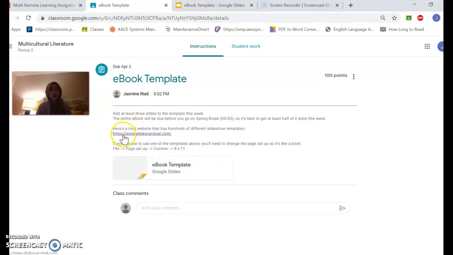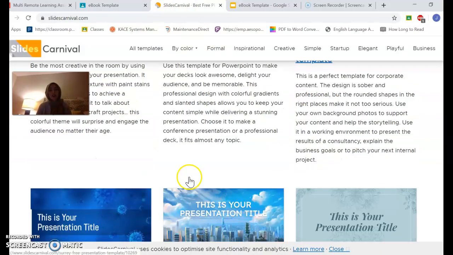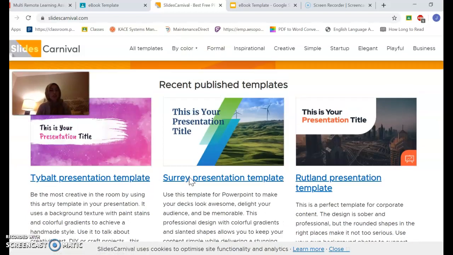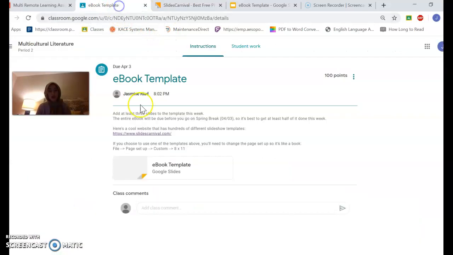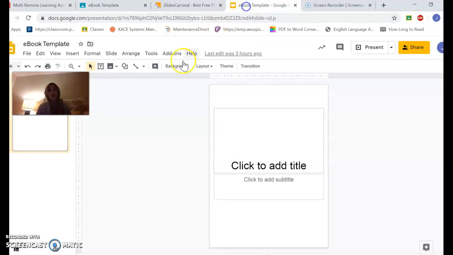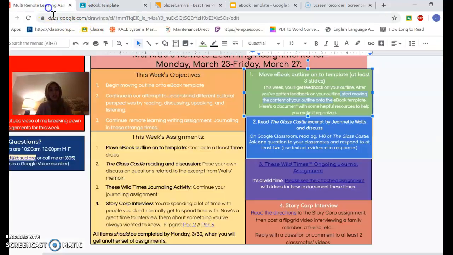And here's a cool website that has hundreds of different slideshow templates. It's called Slides Carnival. It makes a copy of a slideshow for you, so you can use that as well, but you might need to share this with me if you go that route. You also need to change the setup so that it looks like a book. So here are the instructions. If you have questions on how to do that, you can ask. If you're just going to use this one, that's fine too, and you can do the backgrounds and pick a theme later. Okay, so that's the first thing, finishing up or at least starting on your ebook template.